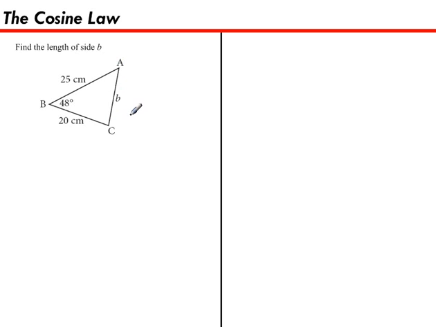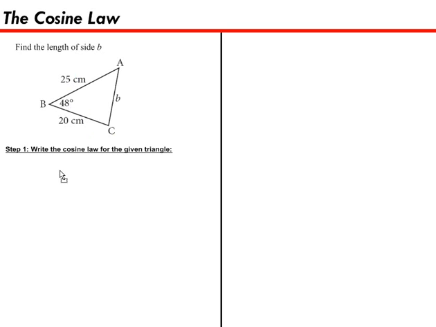So now what? Well, that's where the cosine law comes in. And as long as we have what's called a contained angle, we can use the cosine law. This is a contained angle because it has a side length to the left of it and a side length to the right of it. It's kind of sandwiched between two side lengths. So let's use the cosine law to solve this triangle.